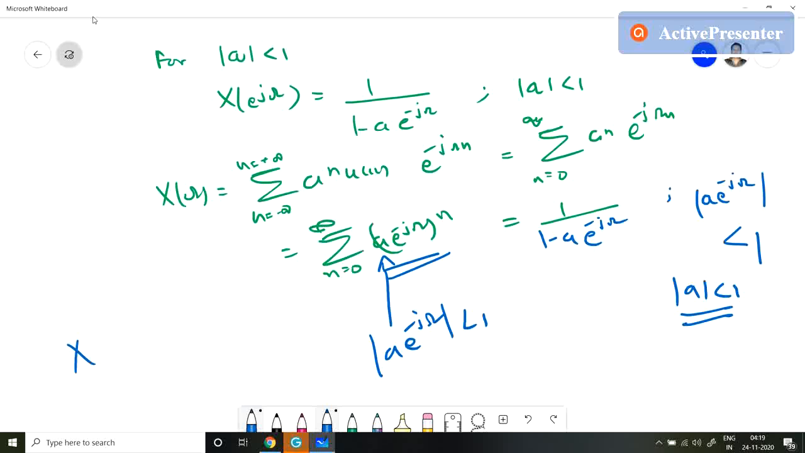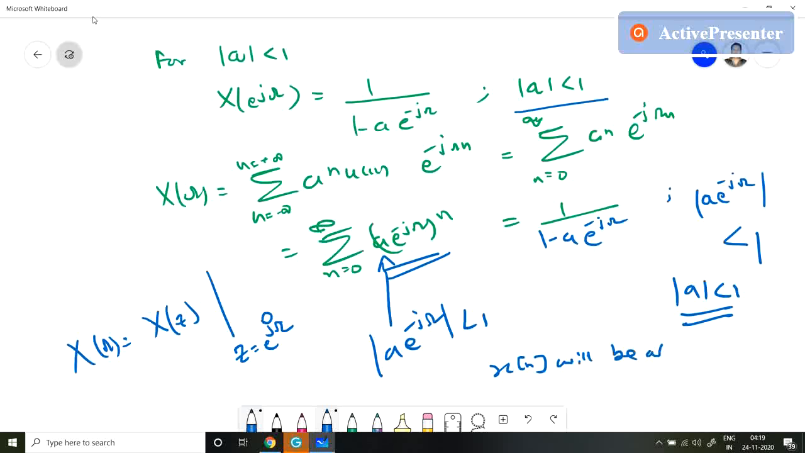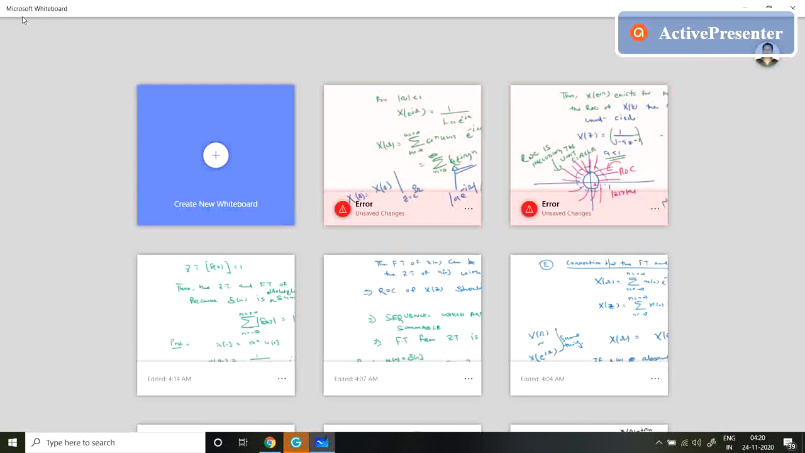So X of omega is equal to X of z when z is equal to e raised to the power j omega, because for the condition modulus of a less than 1, this x[n] will be absolutely summable. So when we have modulus of a less than 1, this x[n] will be absolutely summable.